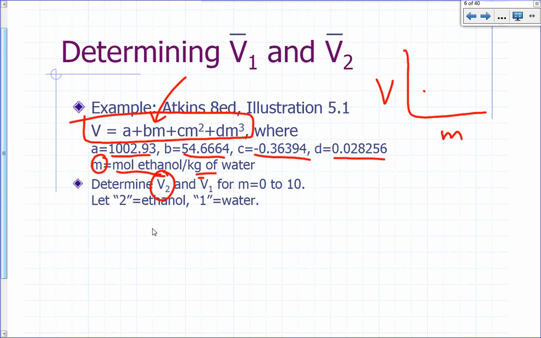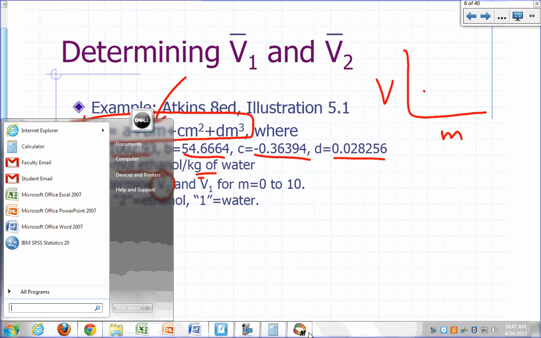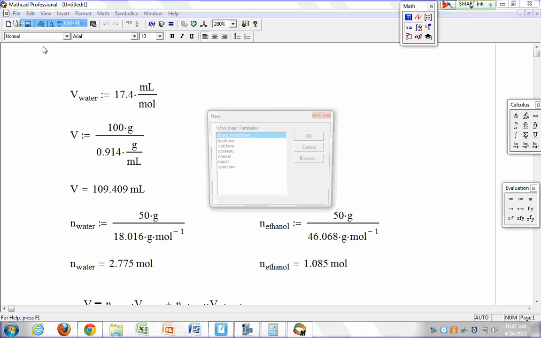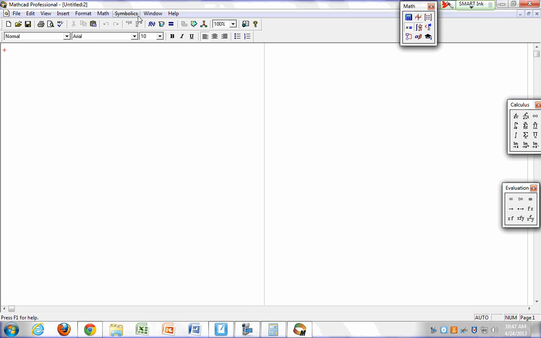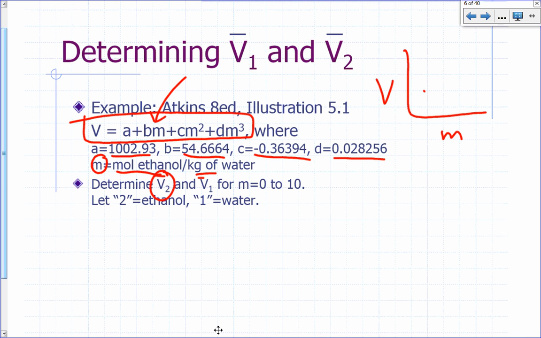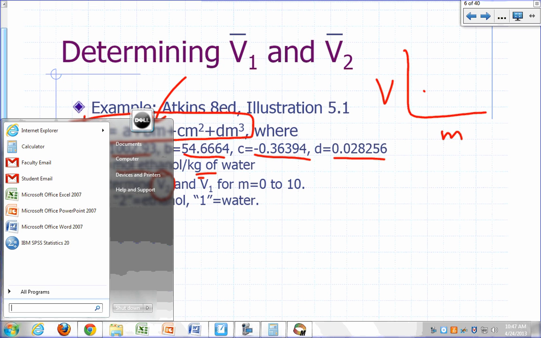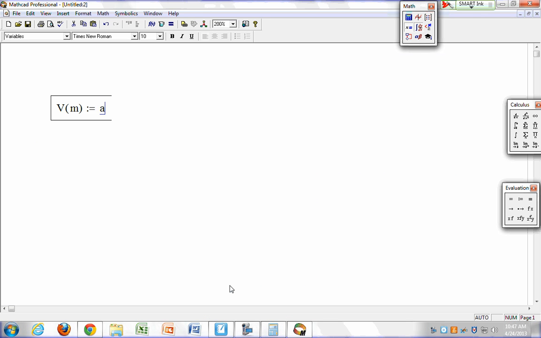Okay, so let's do that on MathCAD. Let me create a new document. So what did we say we have here? Our volume is a function of molality. So we say V of M is A plus B times M plus C times M squared plus D times M cubed. Okay, MathCAD is complaining it doesn't know what A, B, C, and D are, so let's type the values.